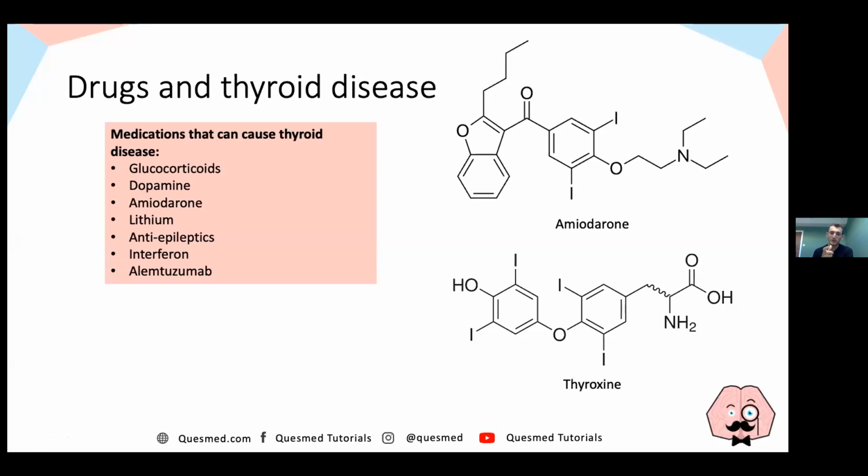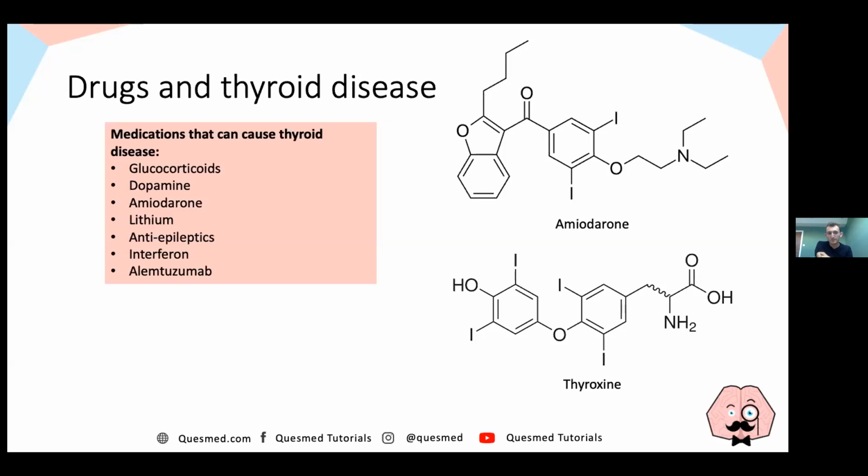Other medications that can interfere with thyroid hormones: glucocorticoids, so steroids. We've previously mentioned that steroids can be used to prevent the peripheral conversion of T4 to T3, and it's important to remember that. So if we're giving someone steroids, we're inhibiting their T4 to T3 conversion. Other medications that can cause thyroid disease, and this can be hyper or hypothyroidism, are mentioned on the list here.